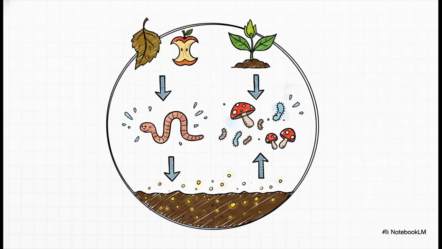Decomposers are nature's recyclers. They break down all the dead and decaying stuff into simple nutrients, which go back into the soil and make it rich for plants to grow again. The key words you must use are breakdown and replenishment of nutrients.